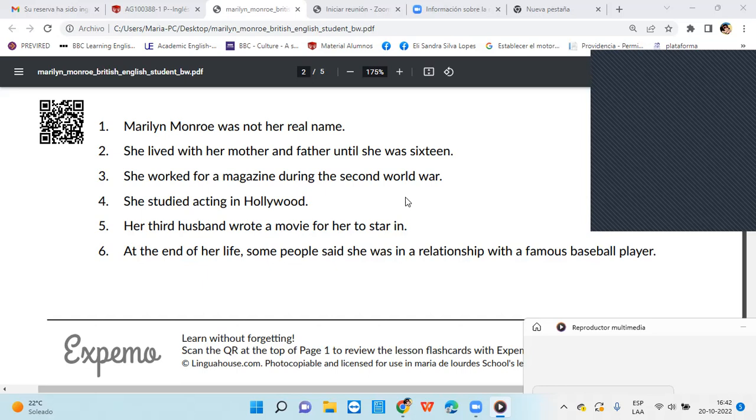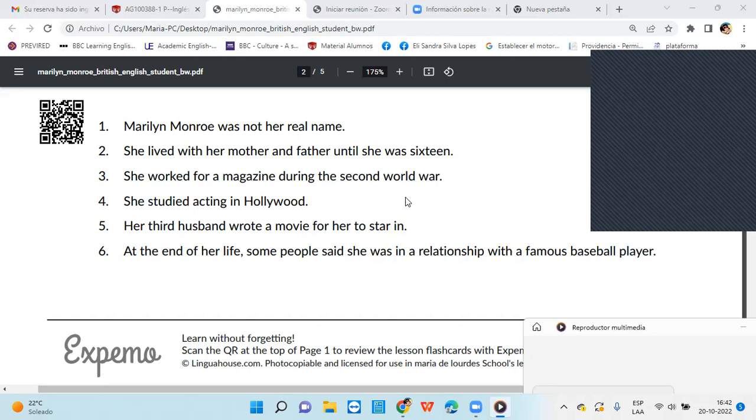Let's see number 3, Loreto. She worked for a magazine during the Second World War. True? No, it's not true. It's false. Does anybody know why it was false? She worked in a factory. In a factory, right.